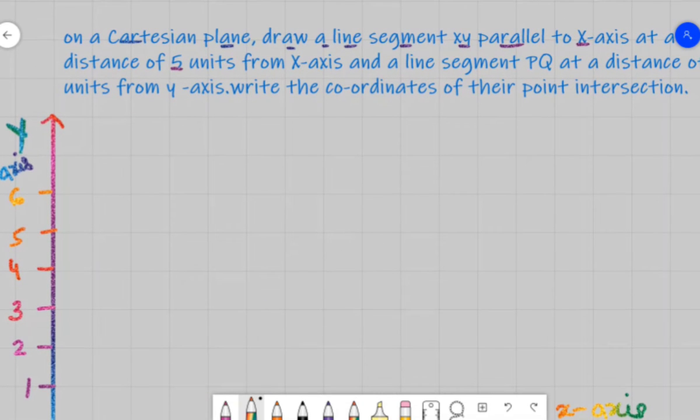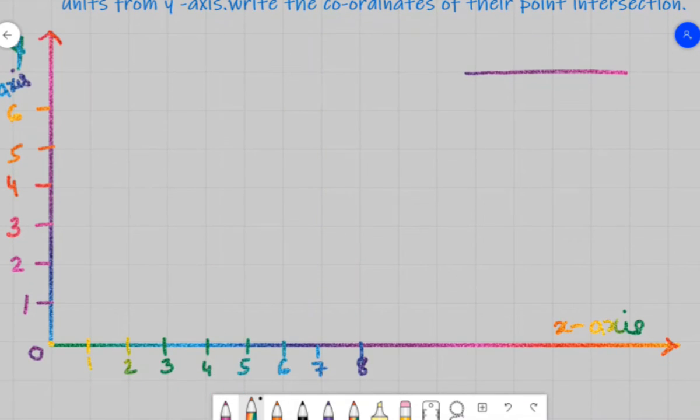See, on a Cartesian plane, draw a line segment xy parallel to x-axis. Parallel to x-axis means your line should be this way, because your x-axis is this one. Okay, this is your x-axis. So your parallel line means this. Like this you have to draw. I think you got what I want to express.